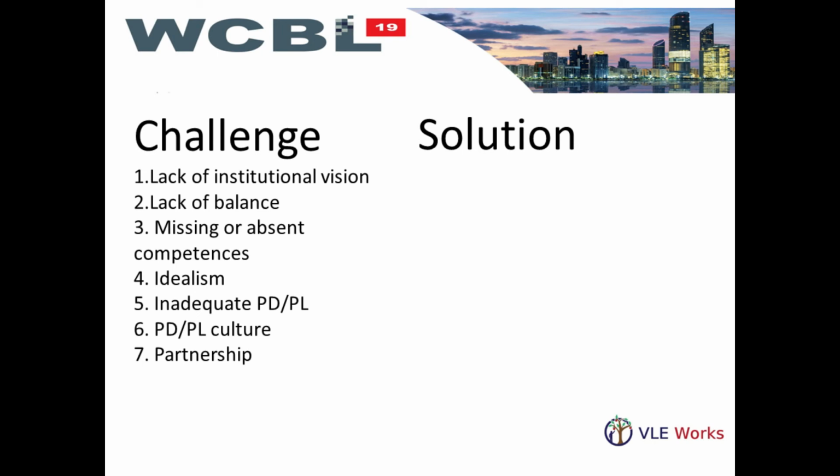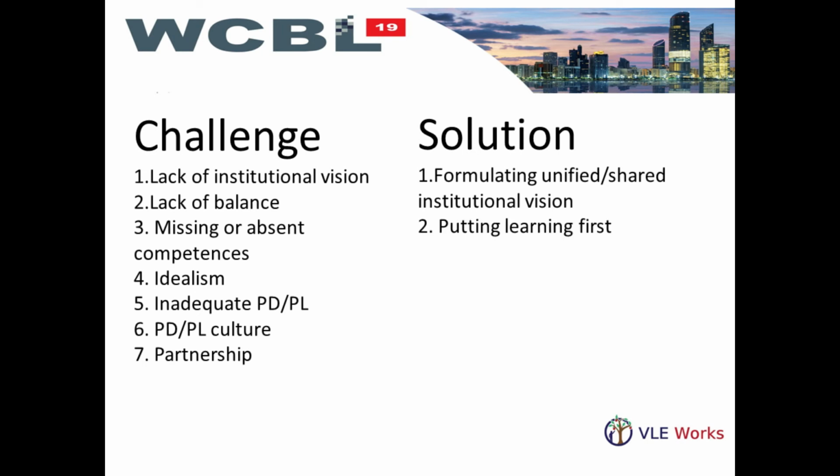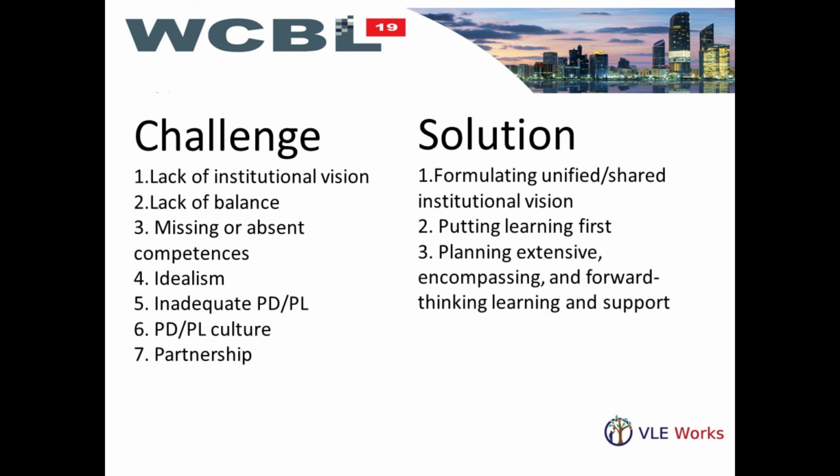As for the first challenge, a suggested step would be formulating some sort of shared institutional vision. If there is the lack of balance, it would be useful to take a look at learning outcomes and put learning first, then decide which component and how much of it. The missing or absent competencies can be achieved through extensive forward-thinking learning and support. In case of idealism, realism is suggested that might lead to some sort of redesign. Who knows? It might lead to more frequent use of the online component.